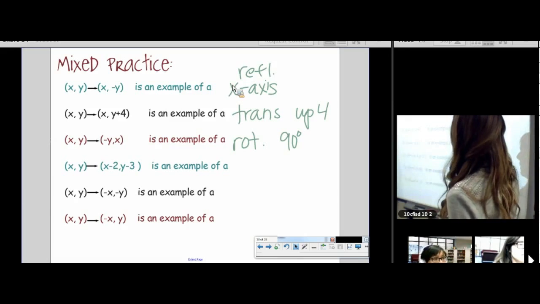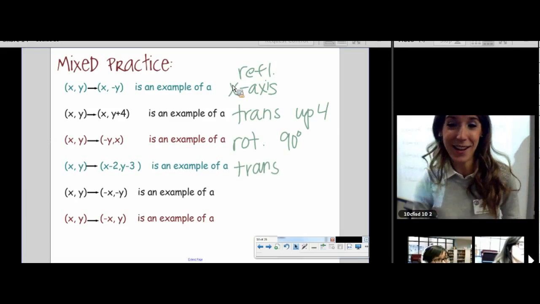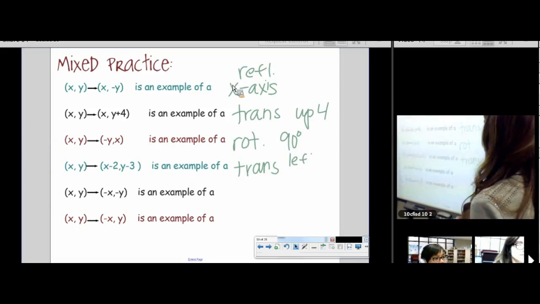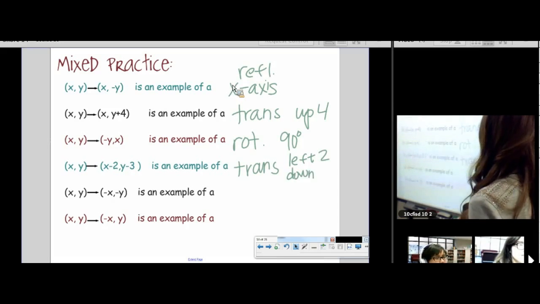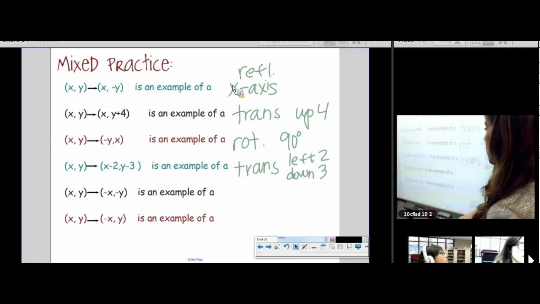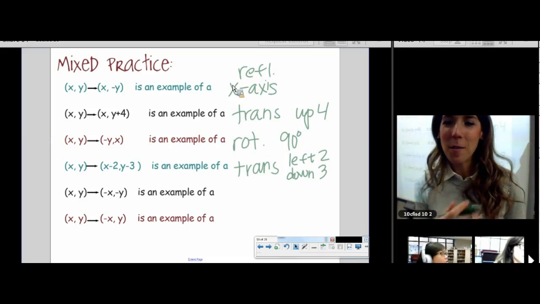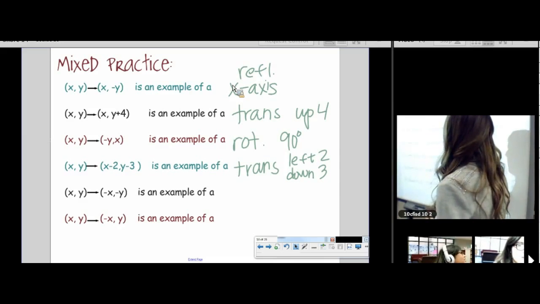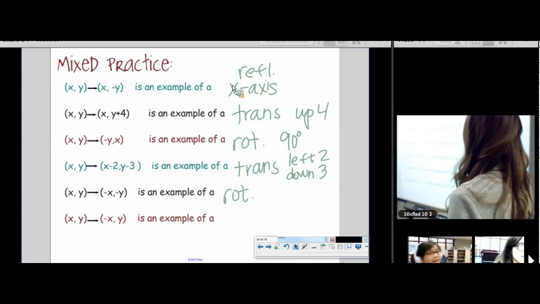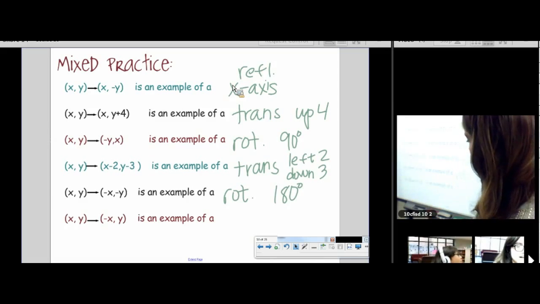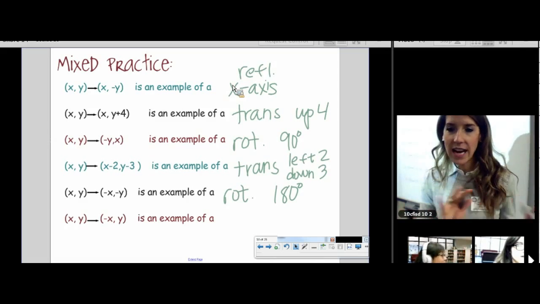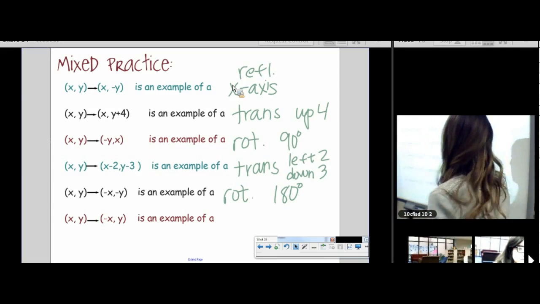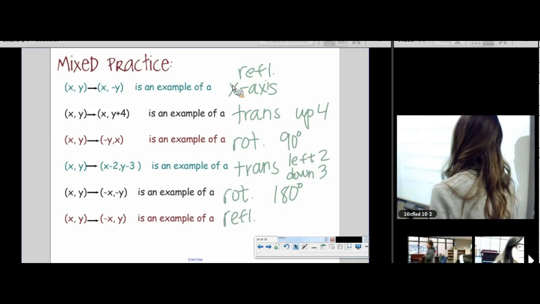Next one. When there's numbers involved, you can always bet it's a translation when you see some constants in there. And where did we go? Left 2, down 3. Next one, okay. (-x, -y). Remember I said this was my favorite rotation because all you have to do is change everybody's sign. You don't have to move anybody. So this is a rotation once again, and it's 180 degrees counterclockwise. The last one, everything stayed in its spot, but the x became negative. So when you reflect over the y, you change the x. So it's a reflection over the y-axis.